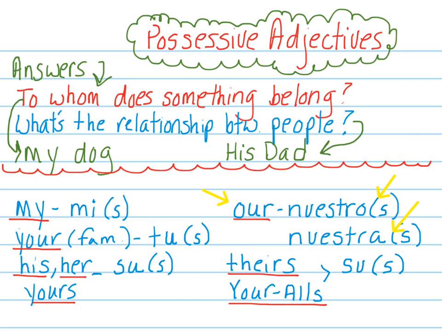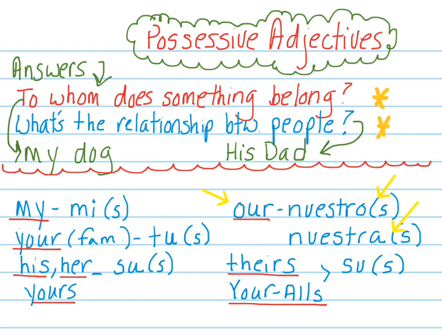Possessive adjectives answer basically two questions. I'm sure there's more, but we're going to look at two of them. The first one is, to whom does something belong? These show possession, like my purse, my dog, my house, his dog, his wallet, his canoe. And the other one is, what's the relationship between people? So like his dad, her doctor, their dentist, their kids. Those are the questions that we're going to be looking at, and these are what the possessive adjectives answer.